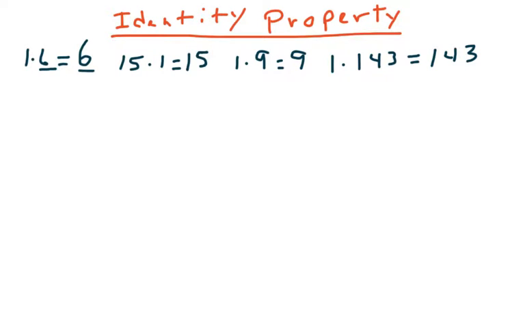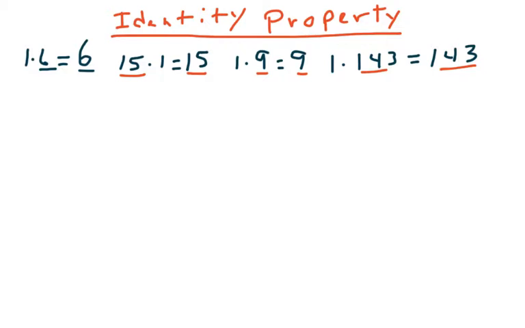Here we had 6. 1 times 6 is 6. 15 times 1 is 15, the same as we started. 1 times 9 is 9. 1 times 143 is 143. So we get the same thing when you multiply by 1. And you know that. You know that when you did your multiplication tables, 1 was one of the easiest to do.